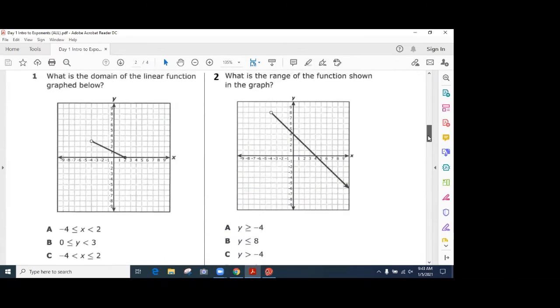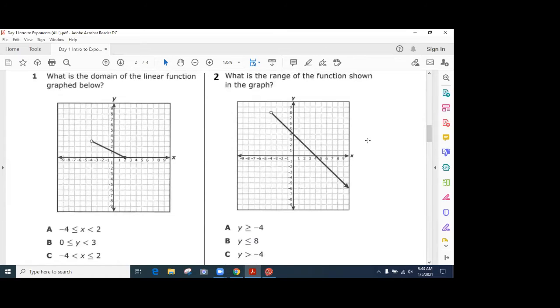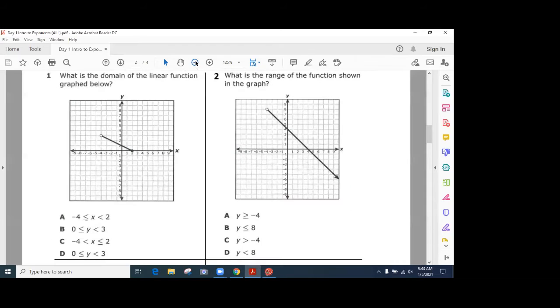All right. So go ahead and turn your page over. Dude, that's so big, I can't even see everything. It's a little bit better. Minimize that just a little bit. There we go. All right.